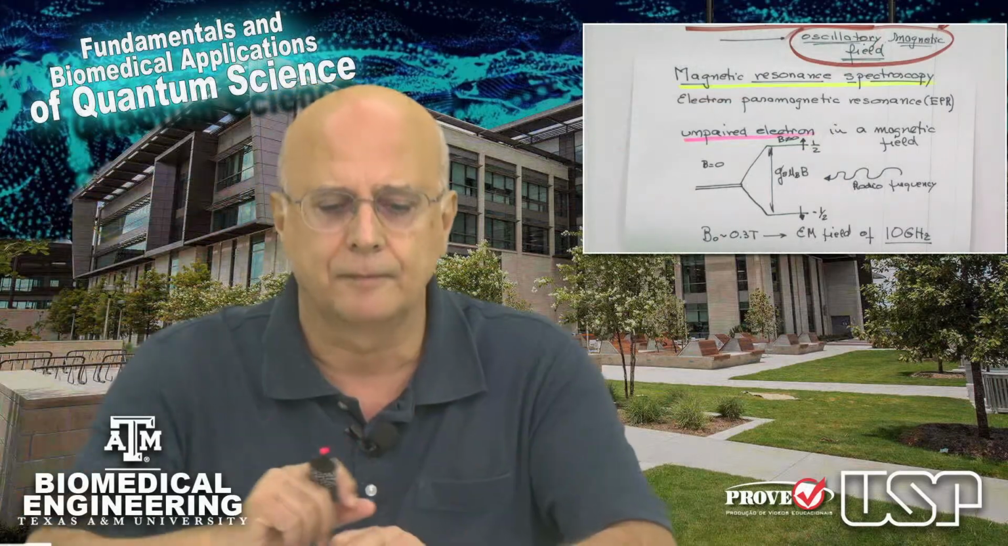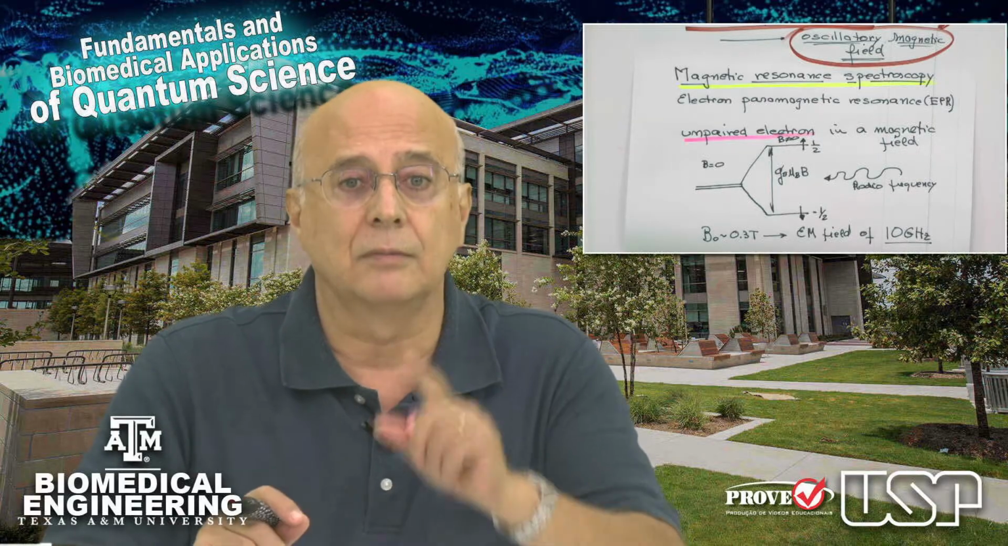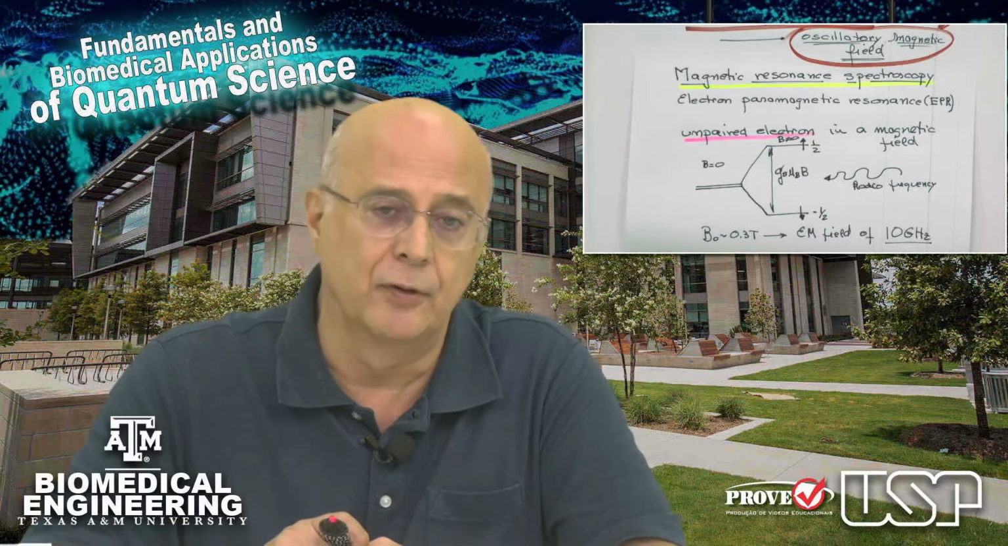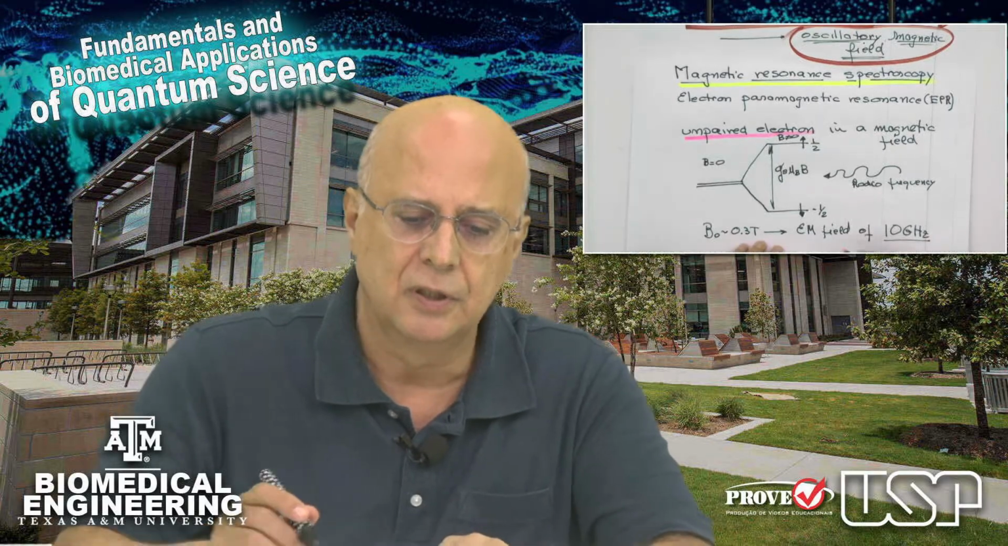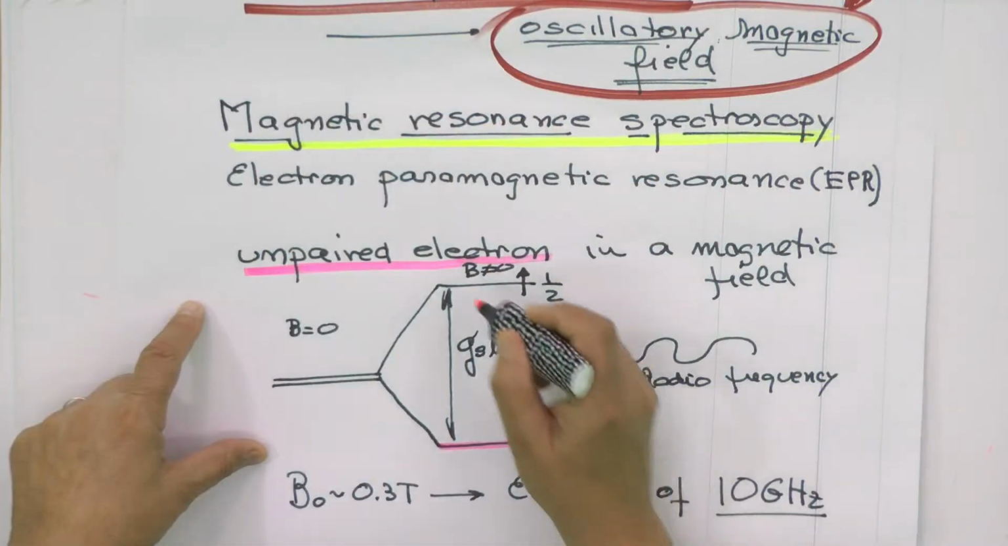So we're going to consider what we call the unpaired electrons, those orbitals that have an electron without a pair. In this case, the electron has spin one-half, and in the presence of a finite magnetic field, the electron can be in two levels, up and down, right?